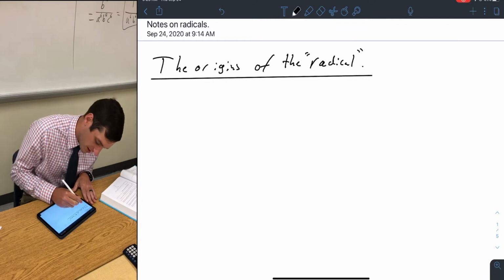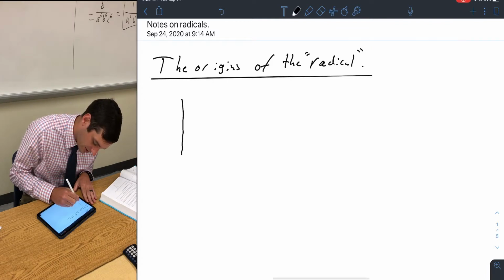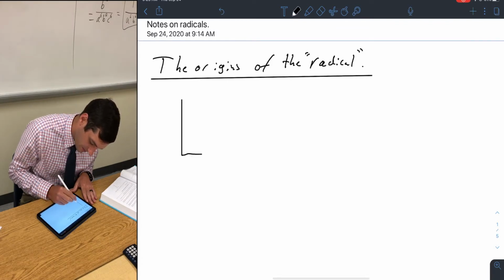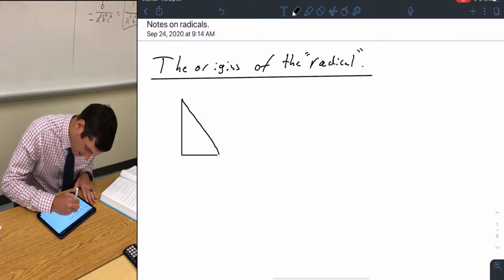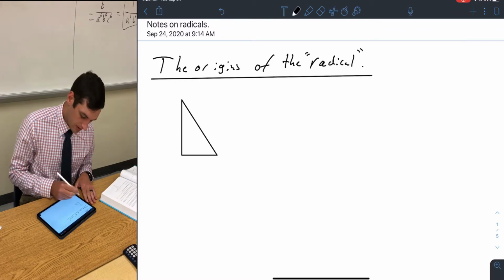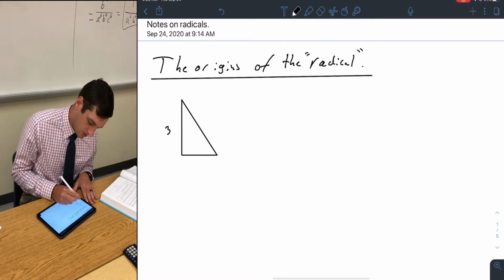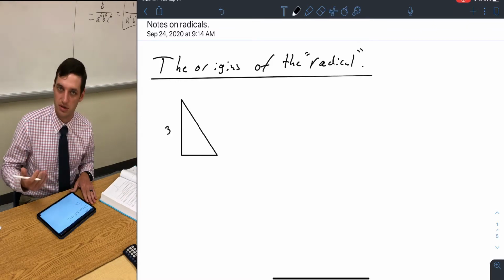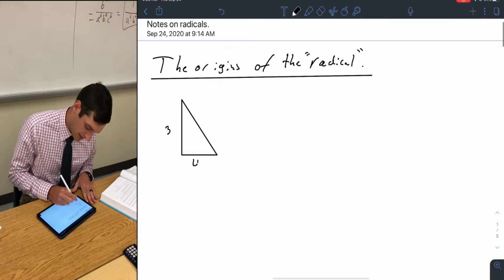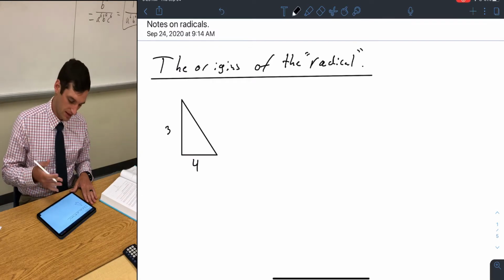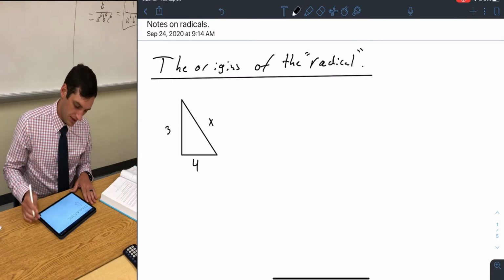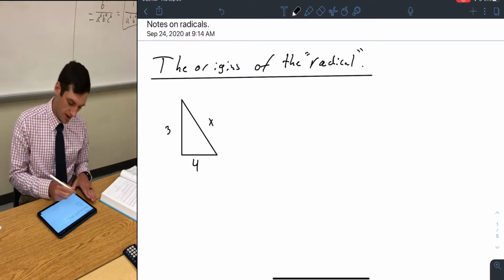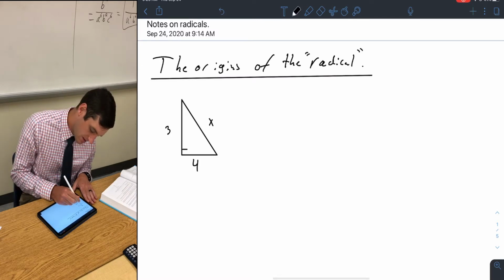So let's start with a triangle. I know everybody got to this last year because I know I taught it to you. Let's say that we have a triangle where this length is 3 units. We're not in geometry, so we don't have to be specific, but we have a 4, and then we'll call that side x. So we have a triangle. It's a right triangle.